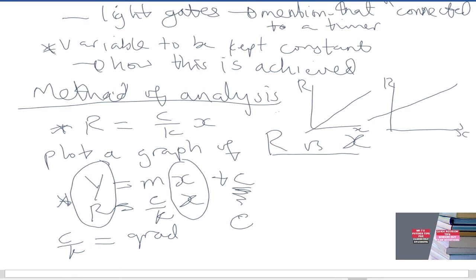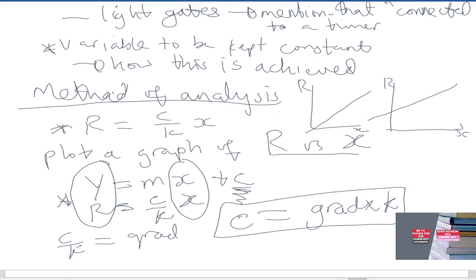It depends what they want. So if they say, how would you find the constant of proportionality, which maybe could be K in there, then you'd say C or K or something like that. So in this case, I'm using C. So C is equal to gradient times K. So whatever gradient you get times K, you get C. So you must leave it with whatever constant you have as your subject. Okay, so which means C is equal to gradient times K. Very, very important.